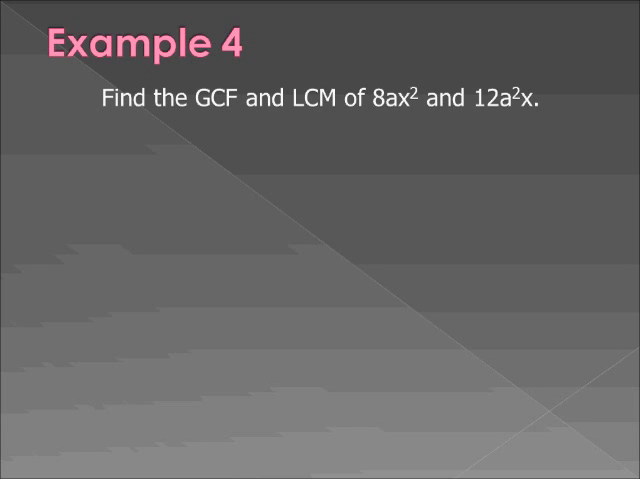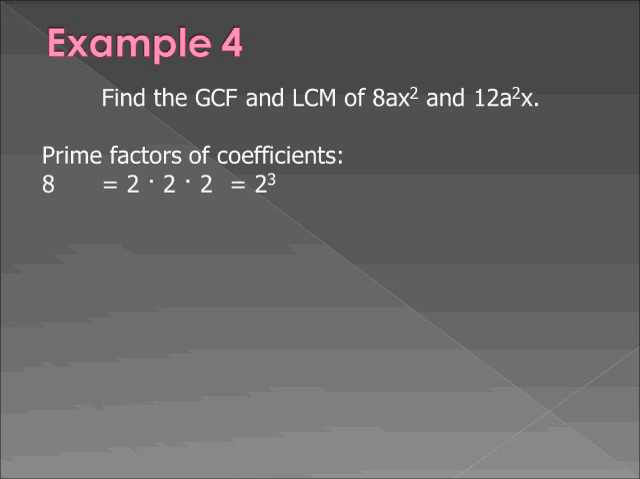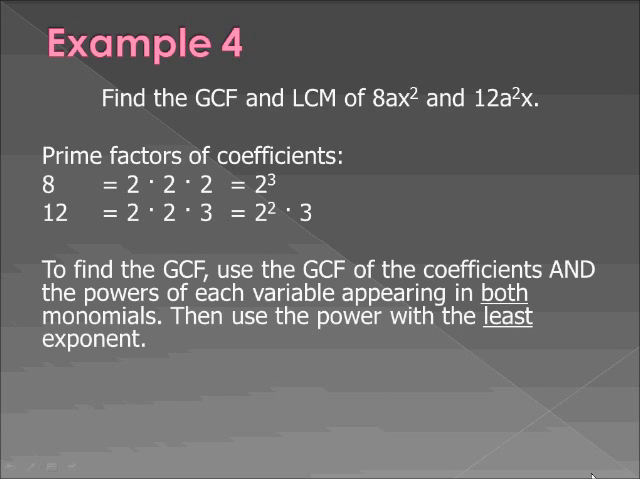So the first step is to find the prime factors for the coefficients 8 and 12. So 8 is 2 times 2 times 2, or 2 cubed. 12 is 2 times 2 times 3, or 2 squared times 3. Now we find the GCF of those two numbers. If you remember how to find GCF, we take the smallest exponent with the common prime. In this case, both of them have a 2: 2 cubed and 2 squared. The smallest one is 2 squared, so the GCF is 2 squared.